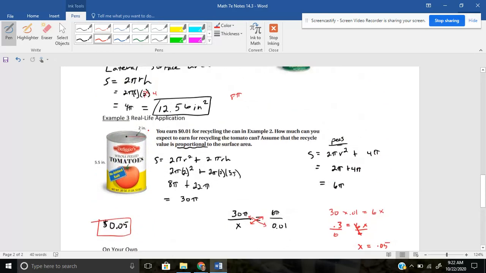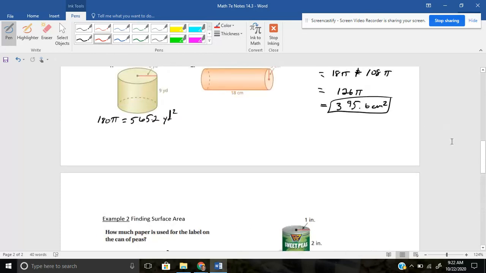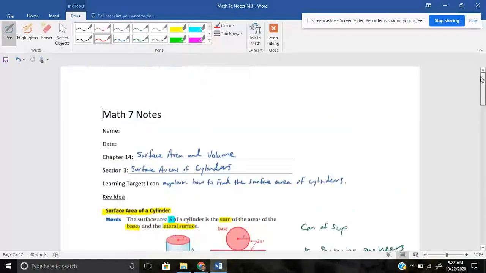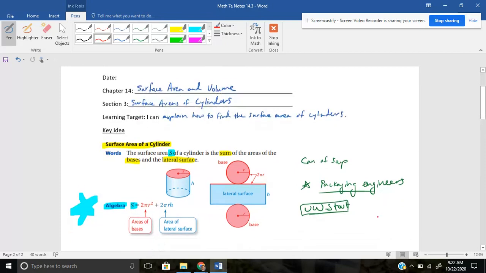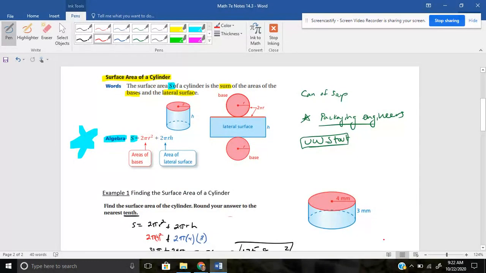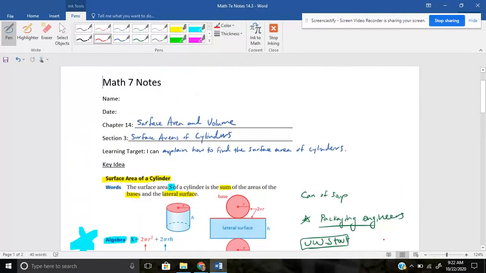All right. That does it for surface areas of cylinders. Again, I'm kind of thinking about soup cans or water bottles or anything like that. Packaging, you definitely need to know something about this, but I can see it has more applications as well. That does it for 14.3.